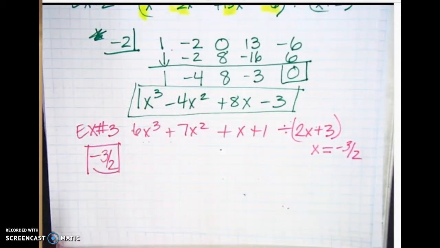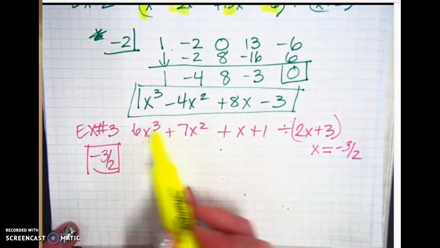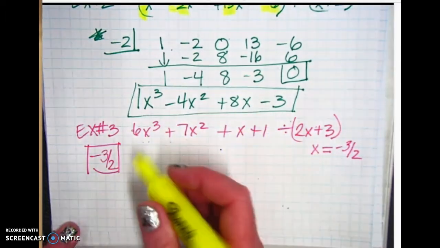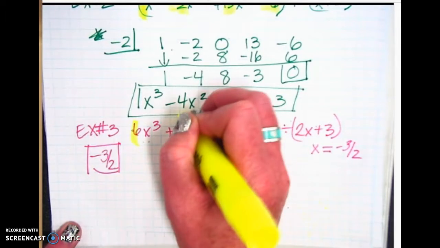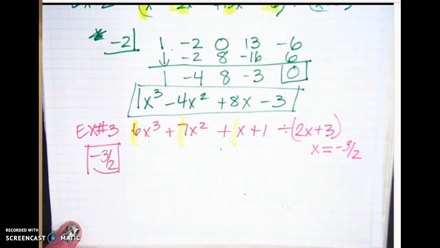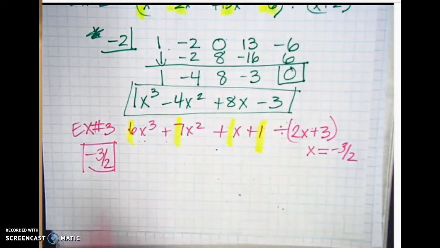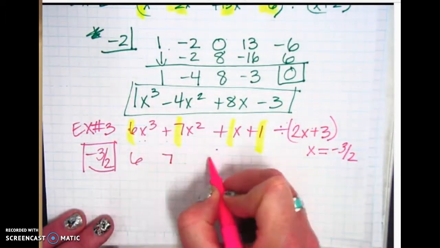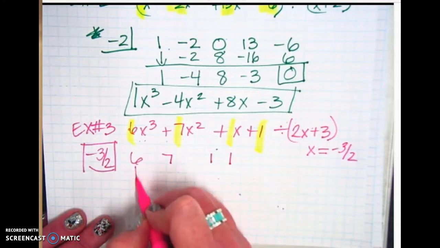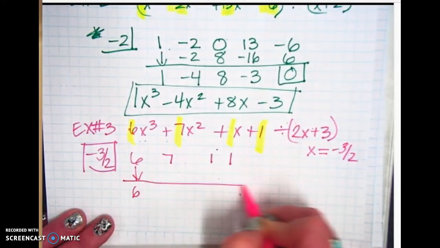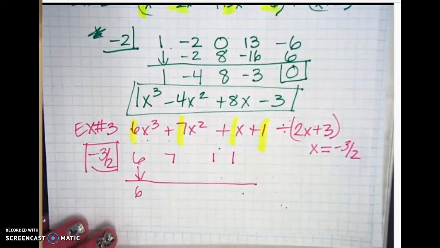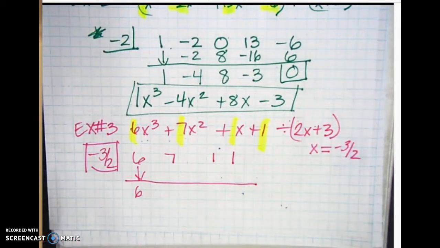All right, let's make sure we have all of our exponents. We have 3, 2, 1, 0. Perfect. So our coefficients are 6, 7. There's a 1 right there, and there's a 1 right there. Okay. So I'm going to write 6, 7, 1, 1. First one I bring down. Then after that, it's my repeating pattern of multiply, combine, multiply, combine.